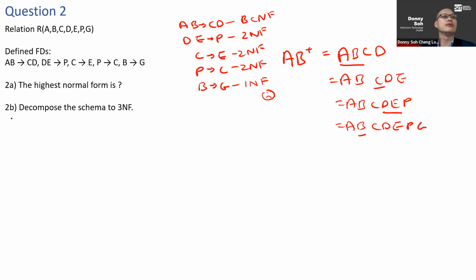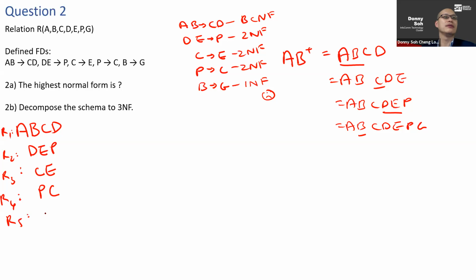So once this is a minimum cover, the next thing you do is you can carry out Bernstein's algorithm. Every relationship will decompose into a table. So let's see, R1, R2, D, E, P, R3, C, E, R4, P, C, R5, B, G. Okay. So these are the tables we have. There's nothing we can combine over here.